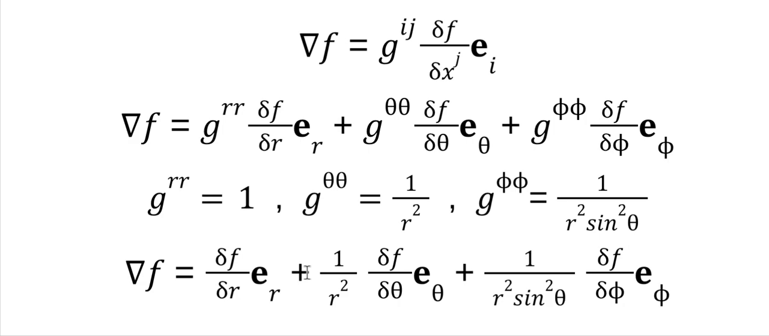Then we're going to have plus g^theta theta, which is 1 over r squared, this term, plus g^phi phi, which is 1 over r squared sine squared theta, partial of f with respect to phi, e_phi. So this is the equation for the gradient in spherical coordinates.